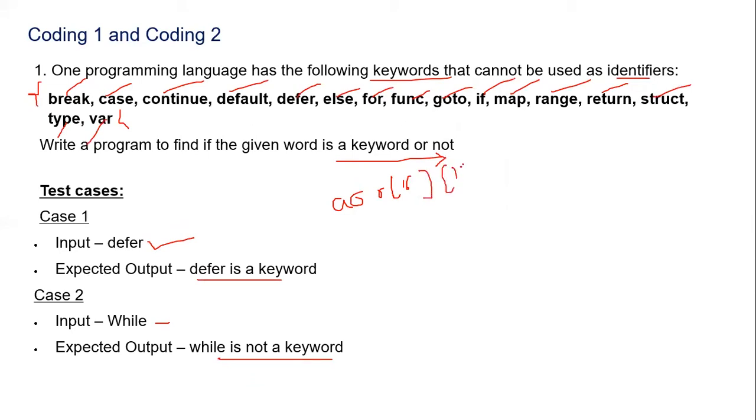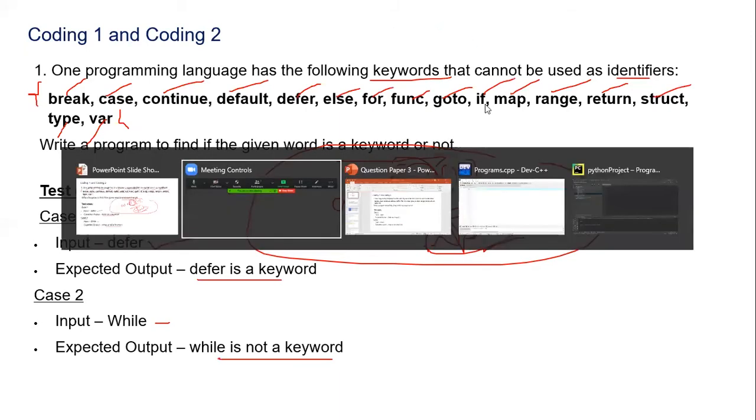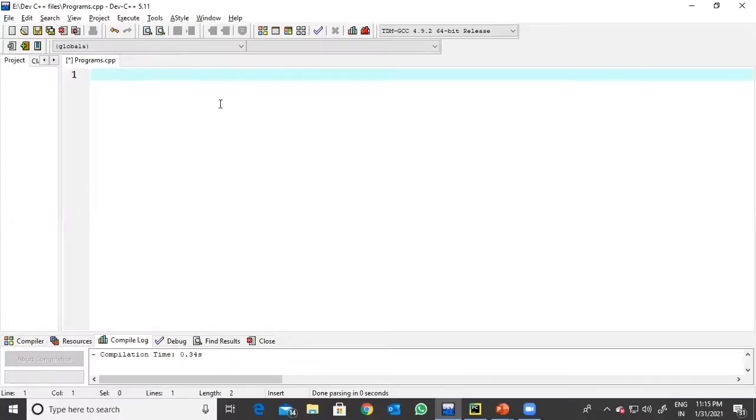So we'll create a two-dimensional array, and then we are going to take an input from the user. Then we will run a loop and compare whether this one exists over here in the index of i, the loop variable. Okay, so now I'm going to go to Dev C++.